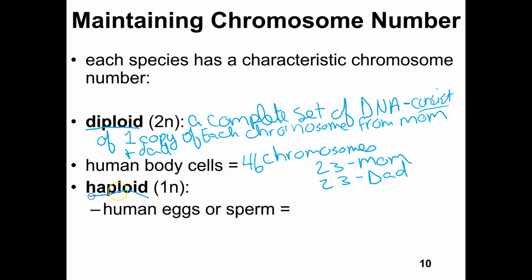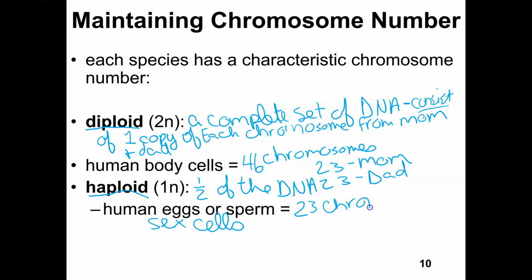So haploid is 1/2 of the DNA then. A haploid number is 1/2 of the DNA. And so this is what we see in sperm and egg or in sex cells. You get half the DNA. So for a human egg or a human sperm cell, that would be 23 chromosomes. One of each type of chromosome, okay?